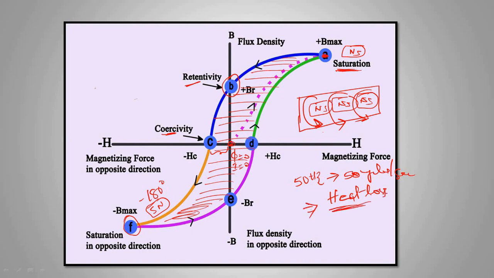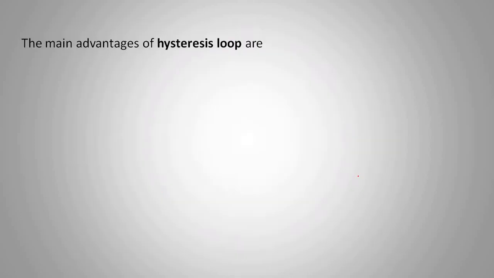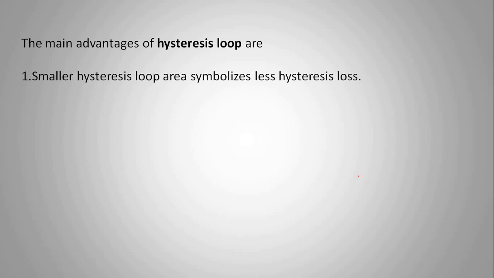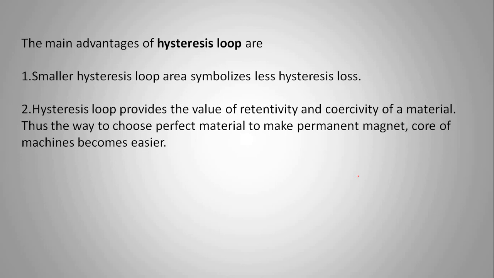That hysteresis loss is nothing but the area occupied by this hysteresis loop. The main advantage of the hysteresis loop is that it is used to select a particular magnetic material for a particular application. The smaller hysteresis loop area symbolizes less hysteresis loss, because smaller area means the magnetic dipoles are responding almost instantaneously with respect to the input. Small hysteresis loop means there is a small lag.